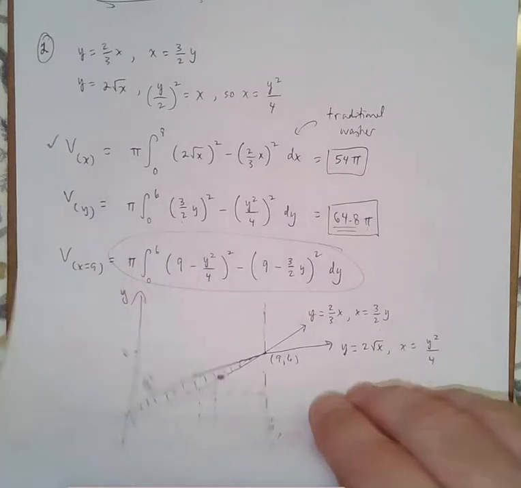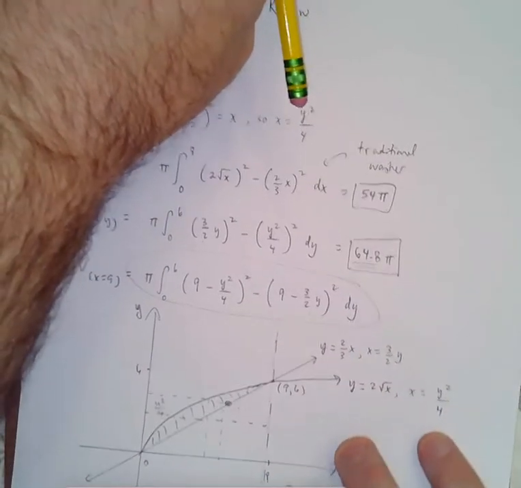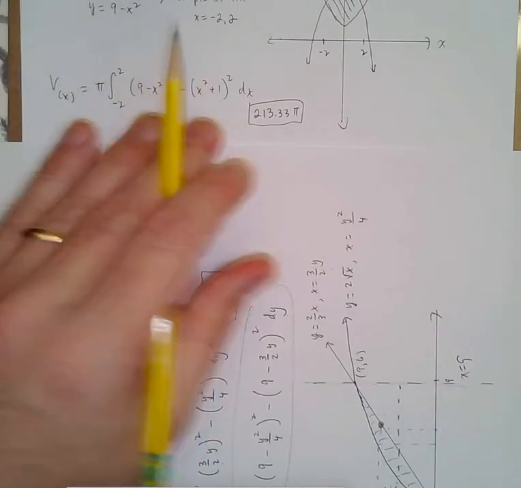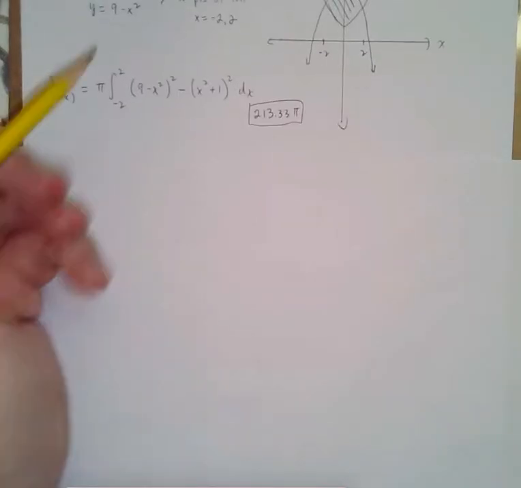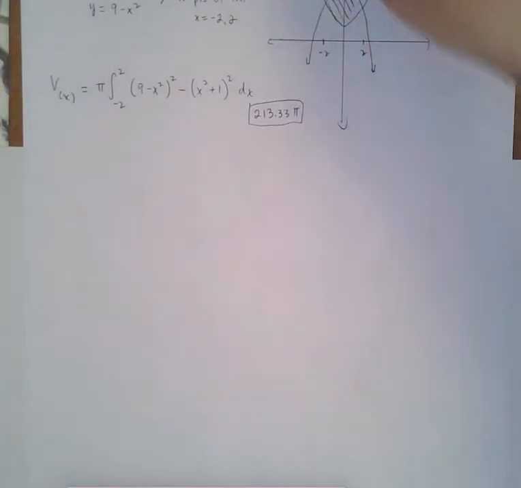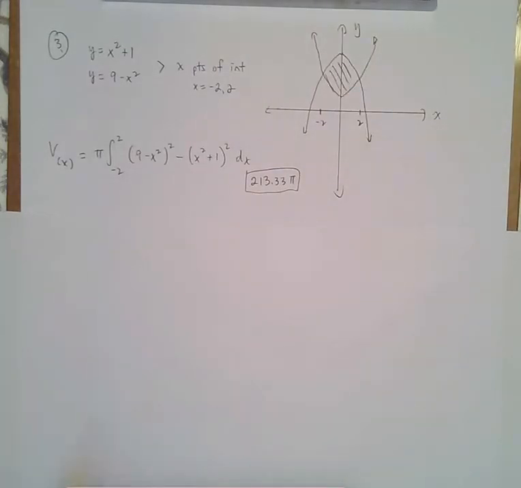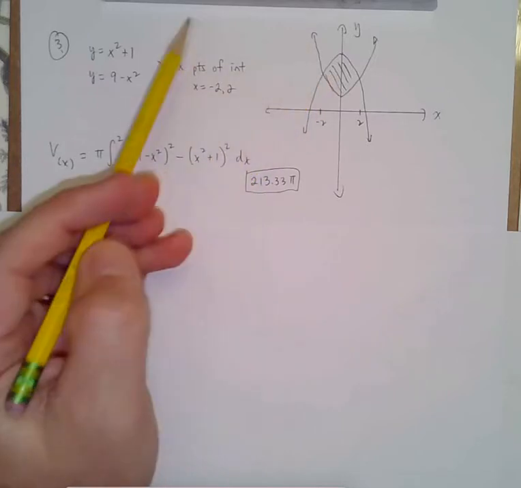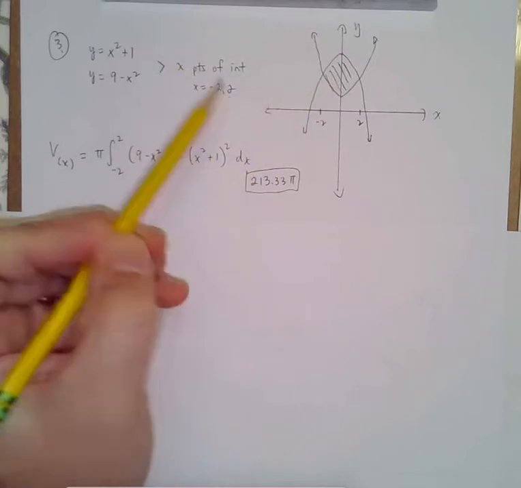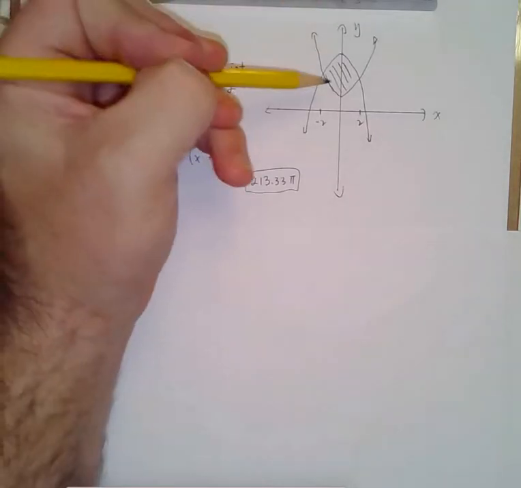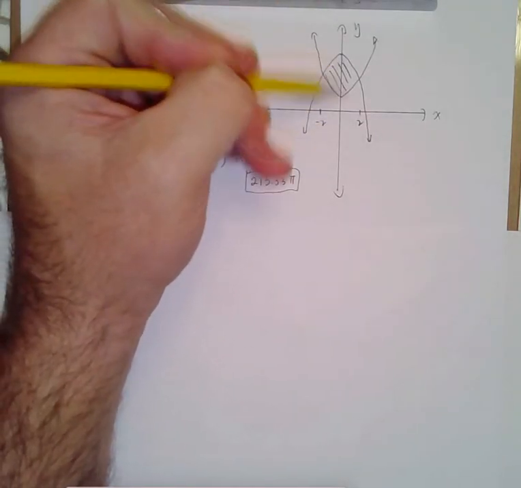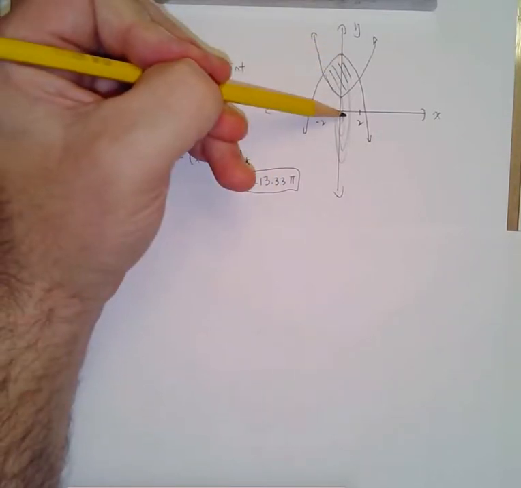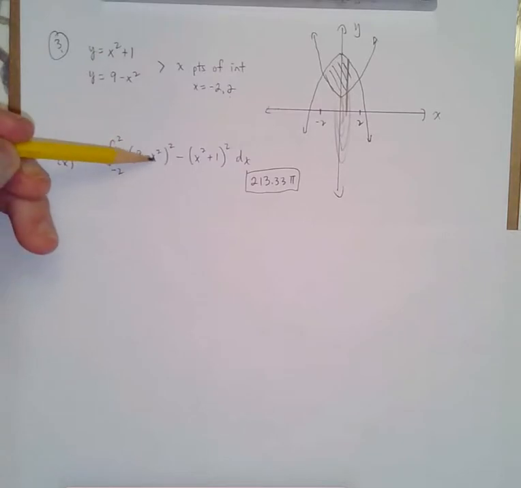Number 3 and 4 are a little bit much the same. Not to go crazy here, but you have y equals x squared plus 1, and you have y equals 9 minus x squared. If you graph those two parabolas, they're going to intersect at -2 and 2. So if I want to find the volume around the x-axis, it's a very traditional washer.